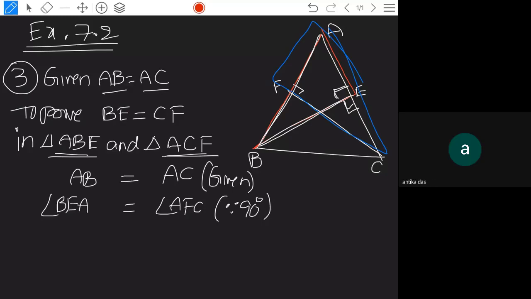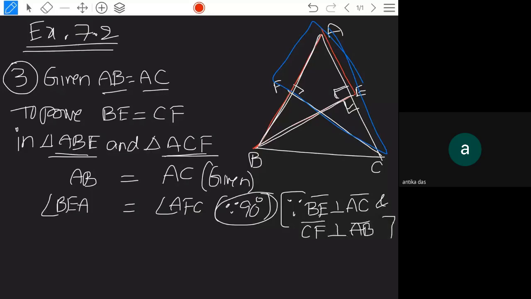Can we write 180 minus 90? You can write it, but better to write the reason instead of 180 minus 90. The best reason is that it is given BE is perpendicular to AC and CF is perpendicular to AB. When these two are given, automatically they are 90 degrees.